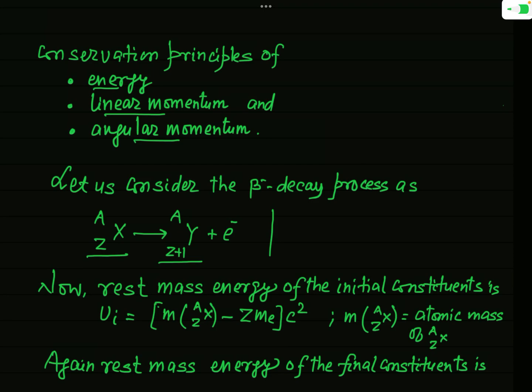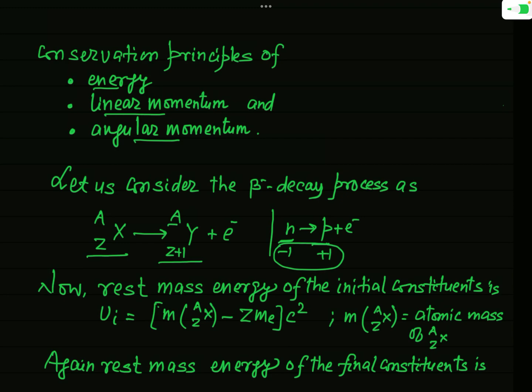Because here electron emission takes place, there is a conversion of a neutron into a proton and an electron. Since the number of protons is increased by 1 and the number of neutrons is decreased by 1, the total number of nucleons remains the same. The number of nucleons does not get altered, because number of nucleons means number of neutrons plus number of protons. So the total increase or decrease in the number of nucleons is 0, and the mass number remains the same.